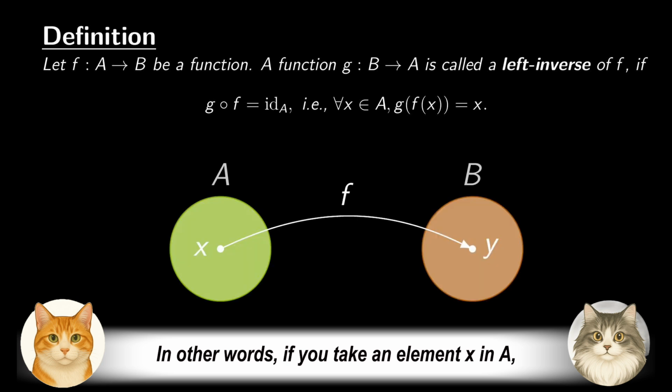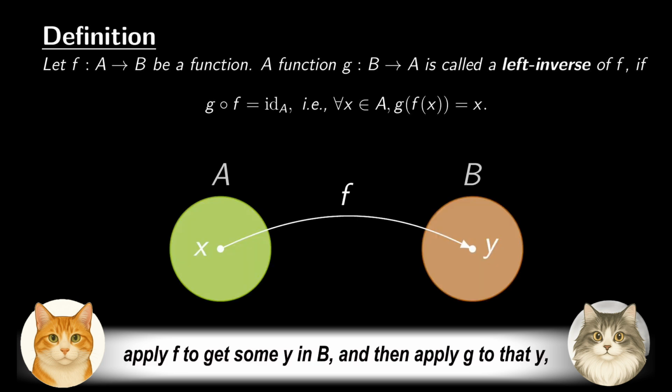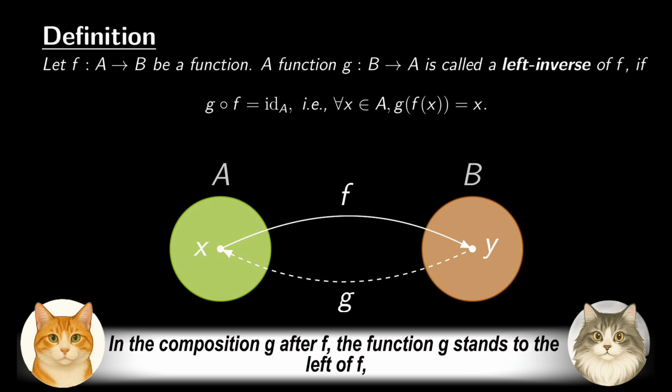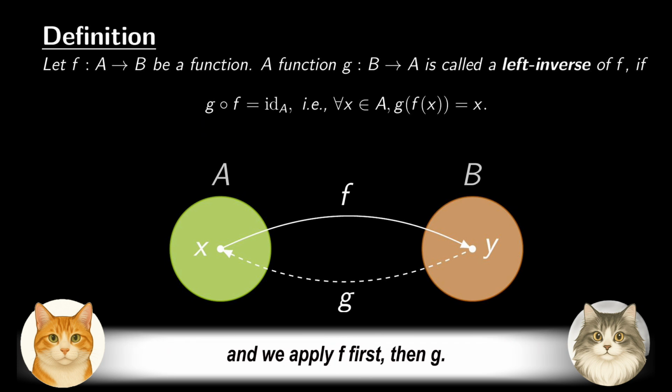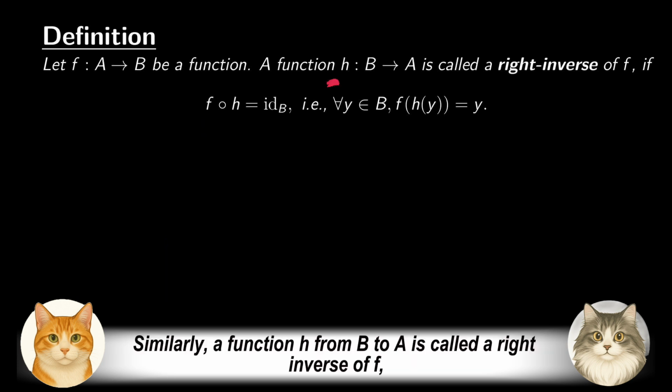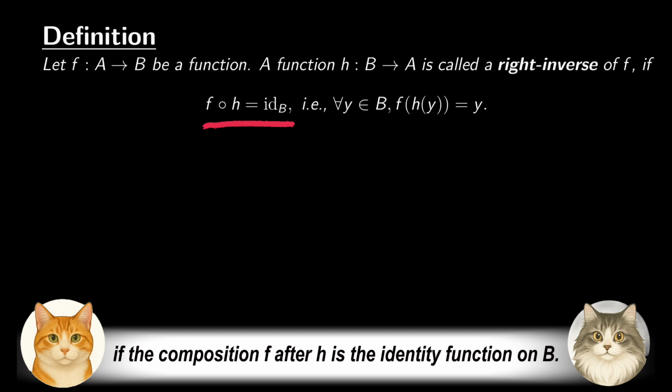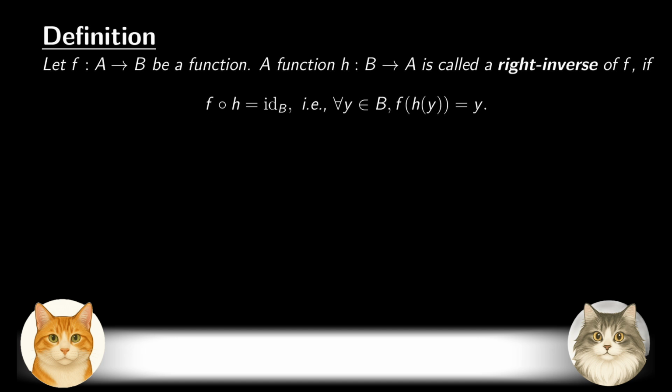In other words, if you take an element x in A, apply f to get some y in B, and then apply g to that y, you always return to the original x. The term left inverse is quite descriptive. In the composition g after f, the function g stands to the left of f, and we apply f first, then g. Similarly, a function h from B to A is called a right inverse of f if the composition f after h is the identity function on B.